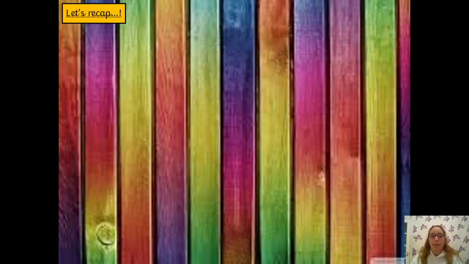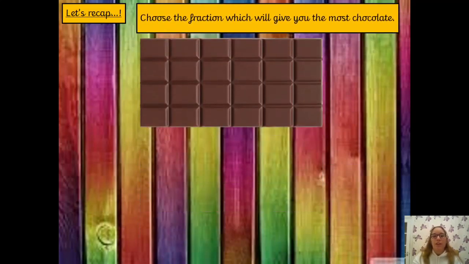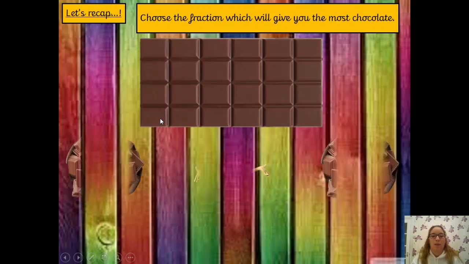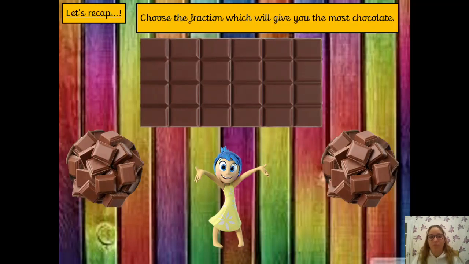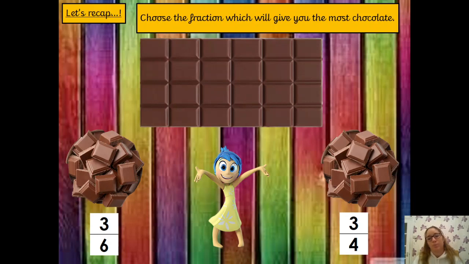Quick recap then. Choose the fraction which will give you the most chocolate. We have got a chocolate bar here and there are 6 pieces across. We have got 4 down. So 6 across and 4 down, you've got 24 pieces of chocolate. Which fraction would give you the most?